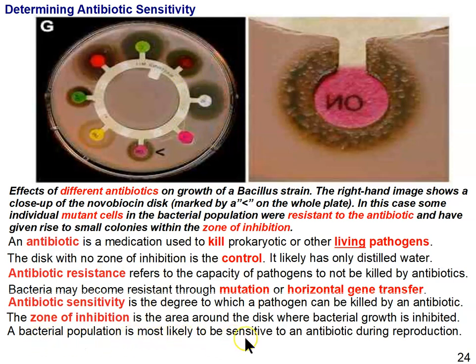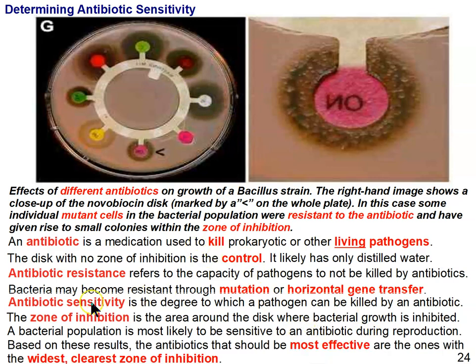And bacterial populations are most likely to be sensitive to an antibiotic during reproduction. In other words, most antibiotics function to prevent bacteria from successfully undergoing binary fission, and a lot of them target the cell wall. So the bacteria is not able to build cell wall when it is reproducing, when it's undergoing binary fission, and that prevents the bacterial colony from growing and making you sick.